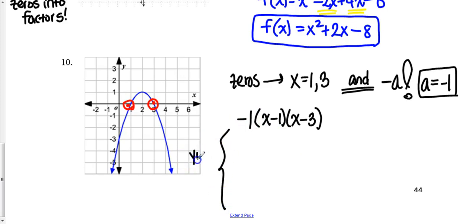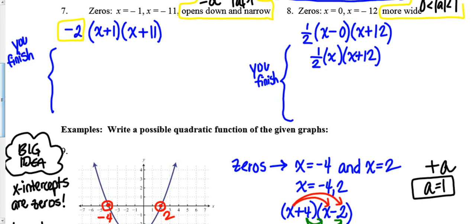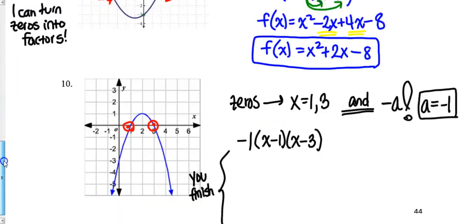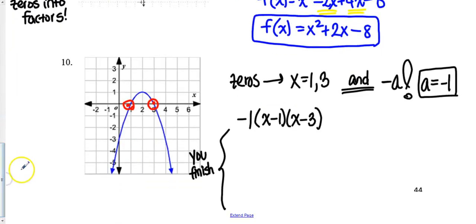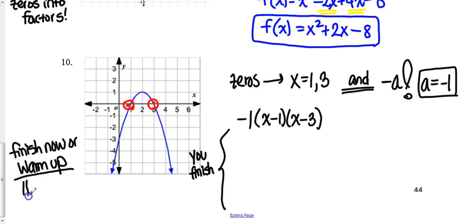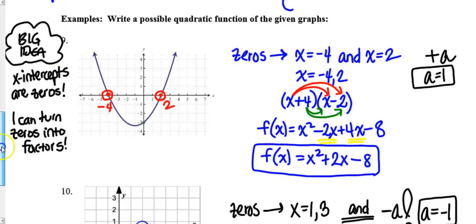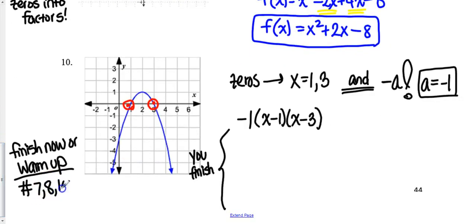I'm going to ask that you finish this one. So at the start of class tomorrow, if you have time, we will check answers. If you have time to finish these now, we'll check answers for 7, 8, and 10. Those will be part of our warm-up for tomorrow. So finish now. For the warm-up for tomorrow, we'll be checking our answers together for 7, 8, and 10.